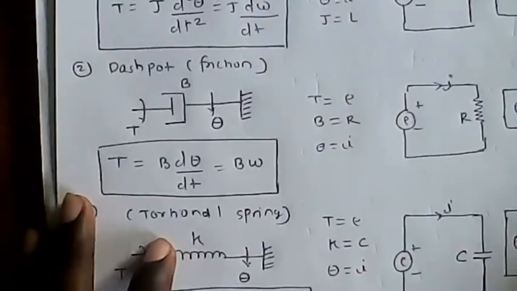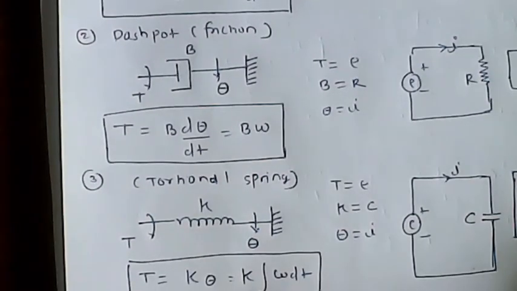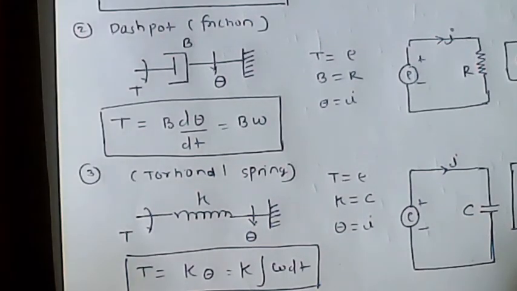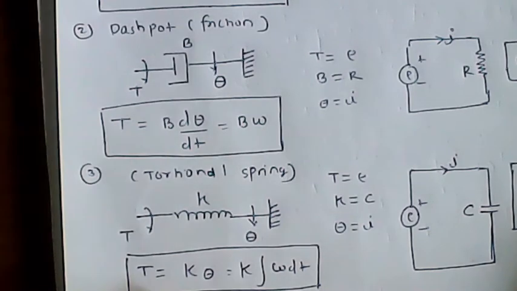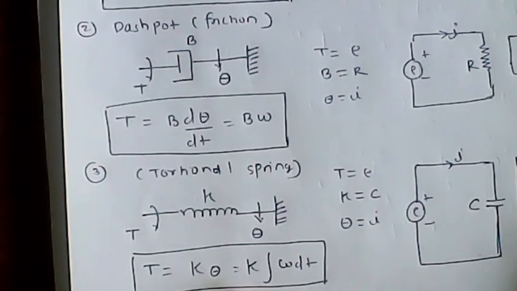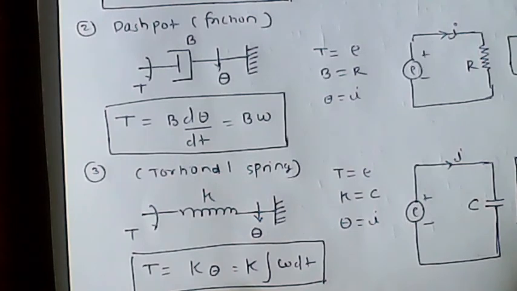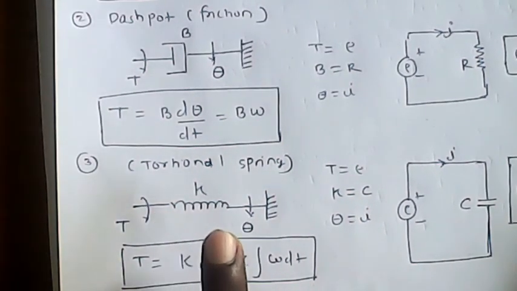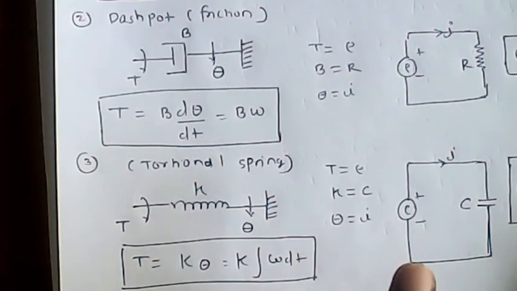Similarly, we go to the concept of a torsional spring. Whenever we apply a torque on a spring, it produces an angular displacement. So we can write the relation between angular displacement and torque. T is equal to K into theta, where K is a spring constant. Or we can write the torque in terms of the angular velocity also, K into integration of omega dt, where omega is the angular velocity, which can be d theta by dt.